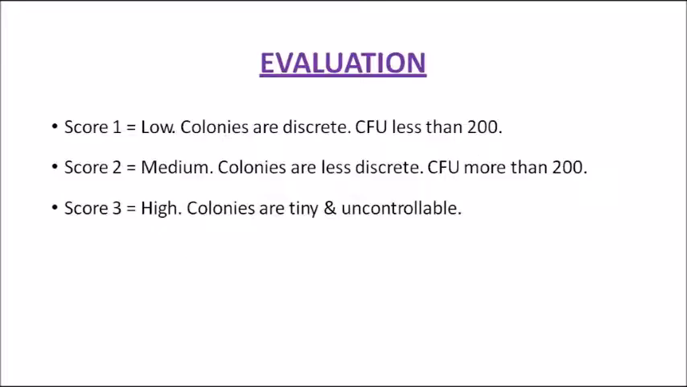Evaluation is that we are just counting the colony forming units, CFUs. The results: if it is score 1, low colonies, they are discrete, CFU is less than 200. If it is more than 200, it is medium. If colonies are tiny and uncountable, it is high caries activity, that is score 3. So that is the evaluation of the dip slide method.